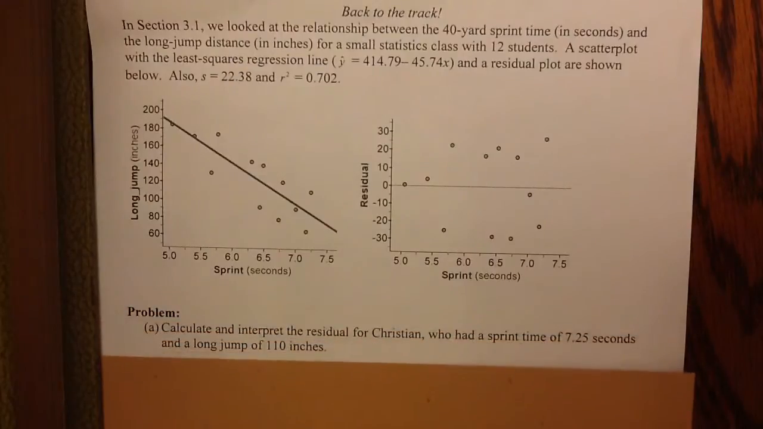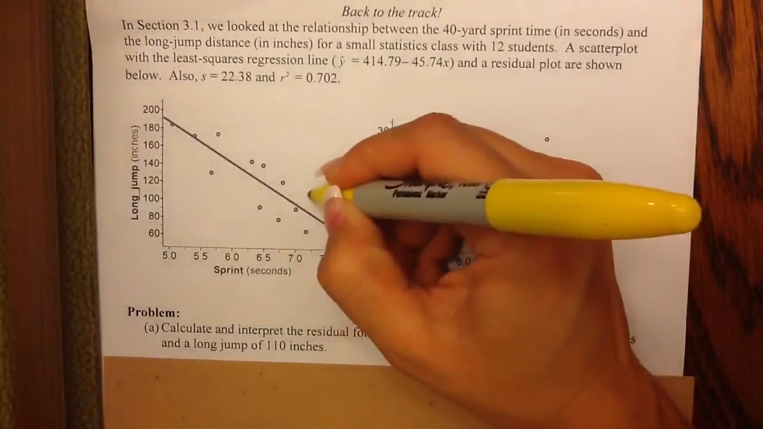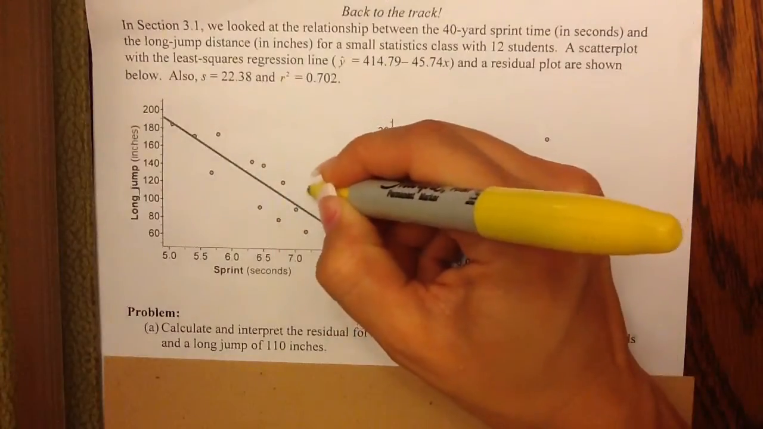So our problem that we're going to start with in part A is to calculate and interpret the residual for Christian, who had a sprint time of 7.25 seconds and a long jump of 110 inches. So 7.25 with 110 looks like we are looking at this point right here.